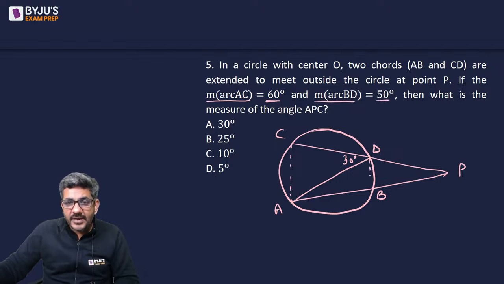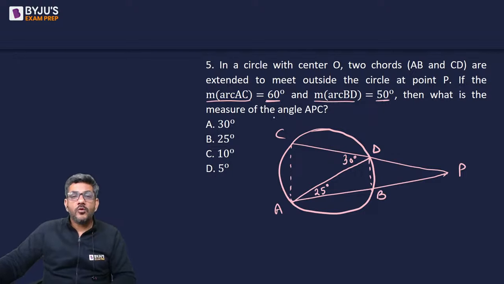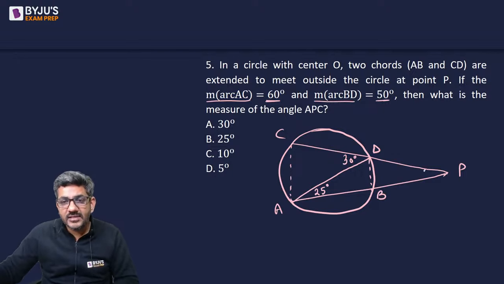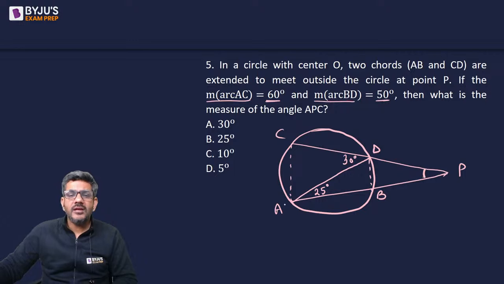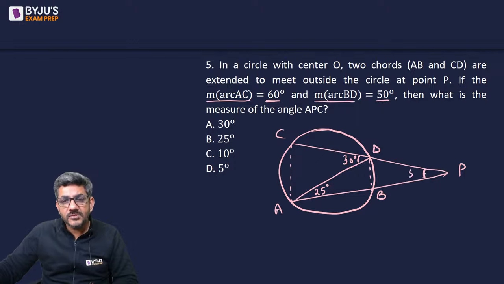That means arc BD makes an angle of 50 degrees at the center. That means the angle formed by BD at the circumference is half of 50, that is 25 degrees. The question is asking you to find angle APC. Pretty simple. In triangle ADP, the exterior angle is 30. So the exterior angle is 25 plus this. This must be 5. That's it.